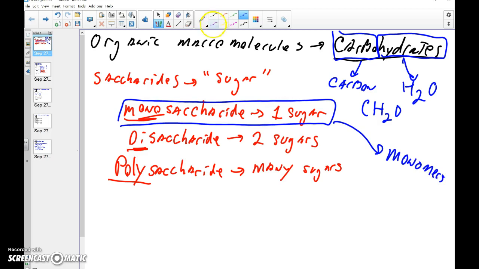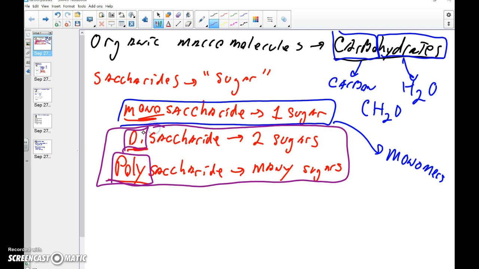And then you can also have disaccharides, which is two sugars, because that's what the prefix di means. Or you could have polysaccharides, which means many sugars, because that's what the prefix poly means. Disaccharides and polysaccharides are examples of the polymers for carbohydrates, for saccharides.